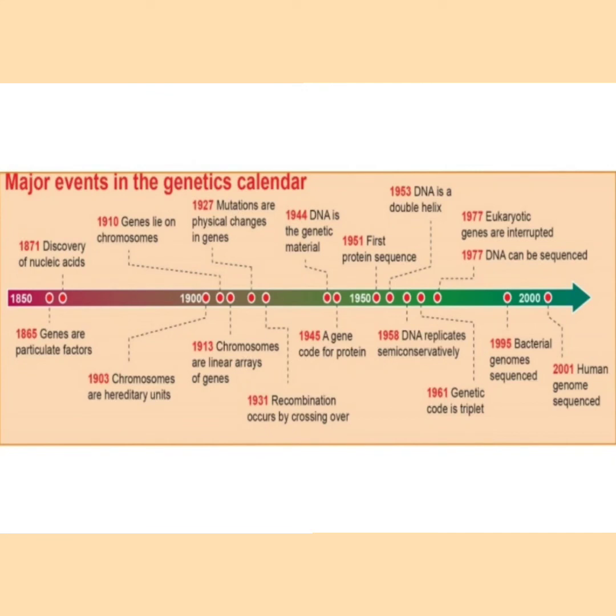In 1944, it was found that DNA is the genetic material. In 1945, a gene codes for protein. In 1951, the first protein sequence was demonstrated. In 1953, DNA is a double helix. In 1958, DNA replicates semi-conservatively. In 1961, the genetic code is triplet. In 1977, eukaryotic genes are interrupted and DNA can be sequenced. In 1995, bacterial genomes were sequenced. In 2001, the human genome was sequenced.